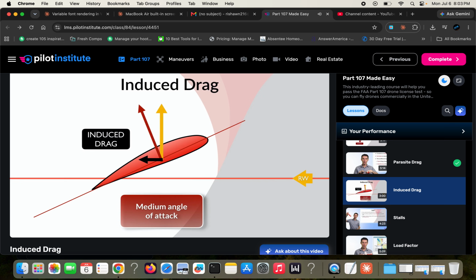Now, remember also that all of this is when we load the center of gravity within limits. We stay within the limits of the center of gravity. So you can't really have any damage done to the airplane by doing this. It's just different types of performance.